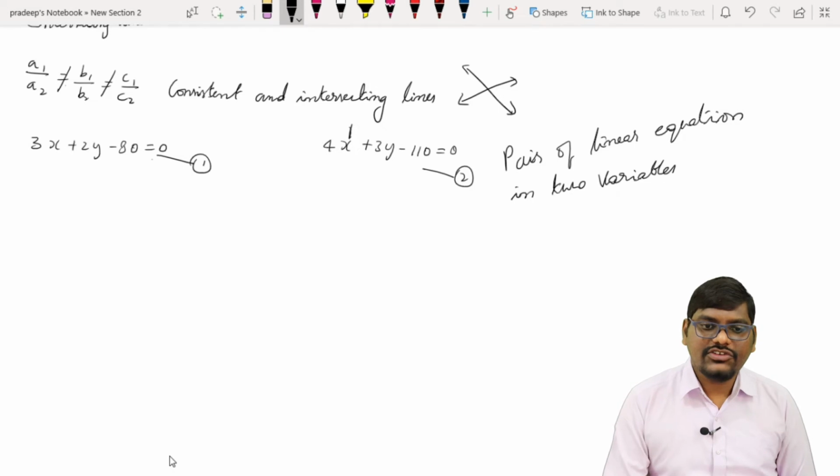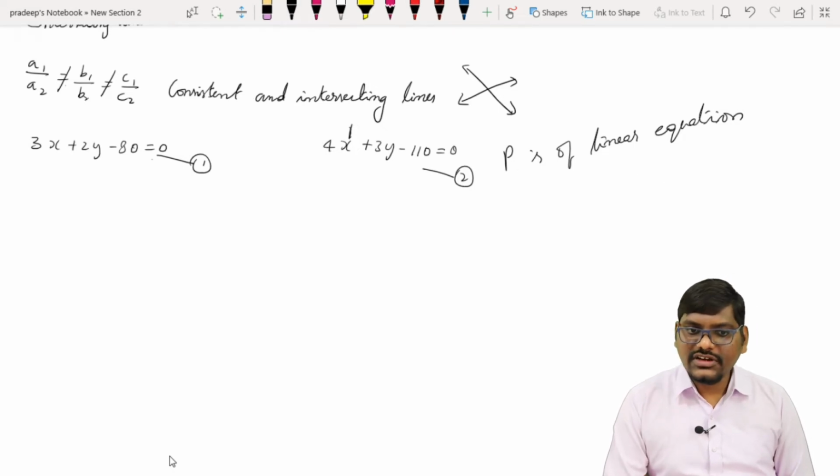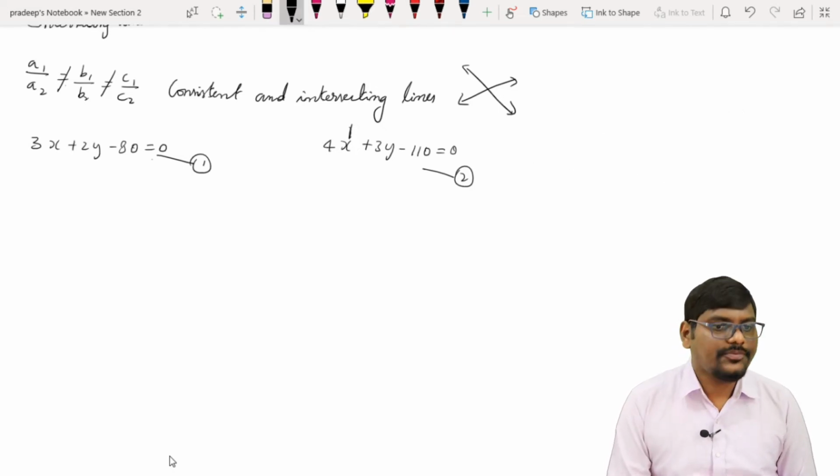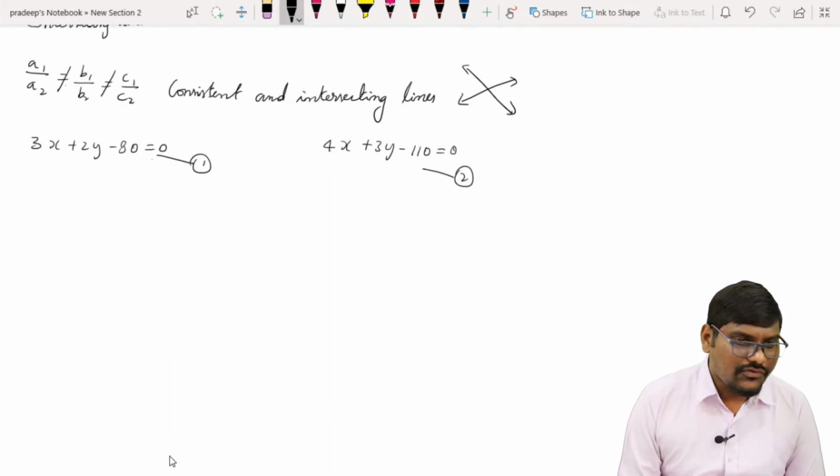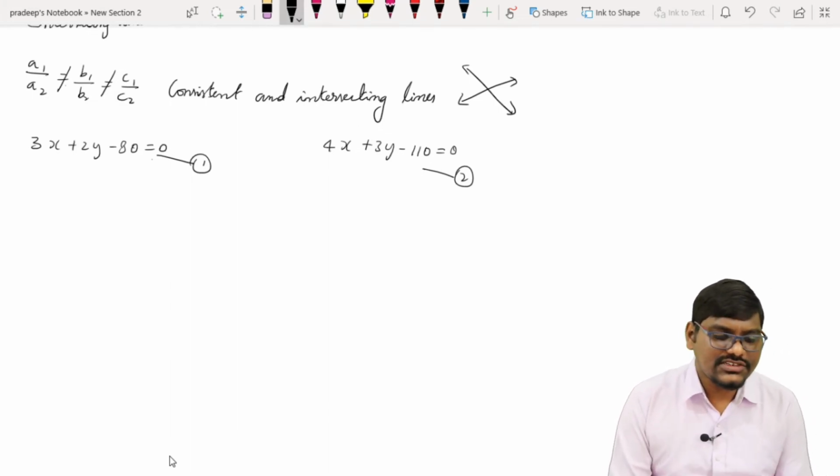So, pair of linear equations in two variables. I hope you understood clearly what this chapter is about. Alright, so now let's go forward. Let's learn what intersecting lines are.